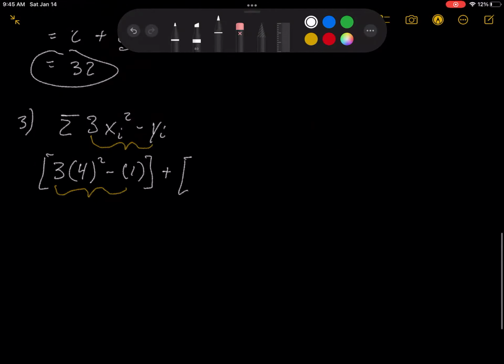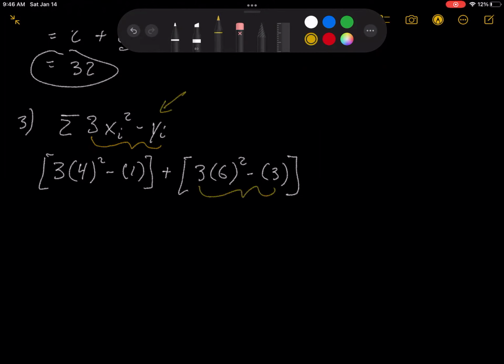Now the second term in the sum is now i is equal to 2. So it's still this expression, but now i is equal to 2. So it'll be 3 times 6 squared minus 3, right? This right here is that expression when i is equal to 2, right? And this sum right there is telling me to add those two.